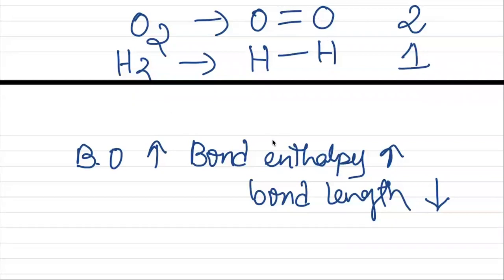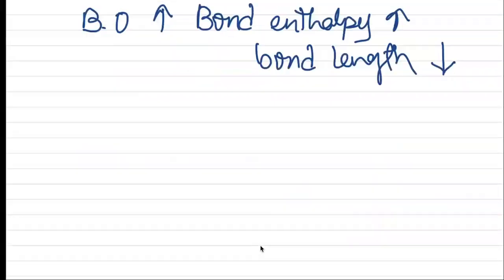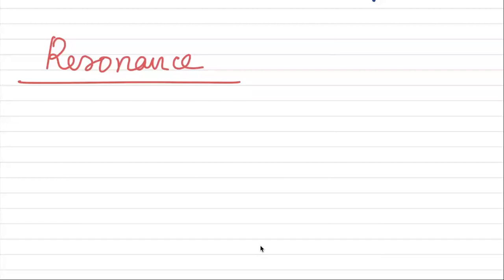The next topic which we learned today is resonance. So I will explain resonance with the help of a diagram of O3, that is the ozone molecule. According to the Lewis structure, we can draw ozone like this.